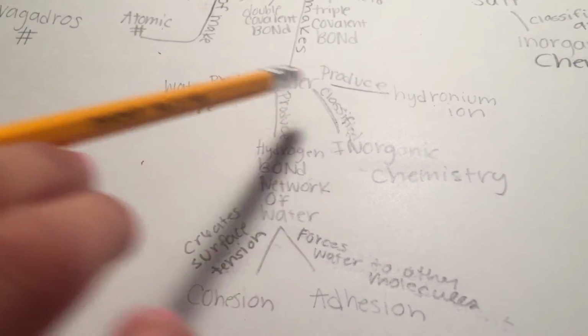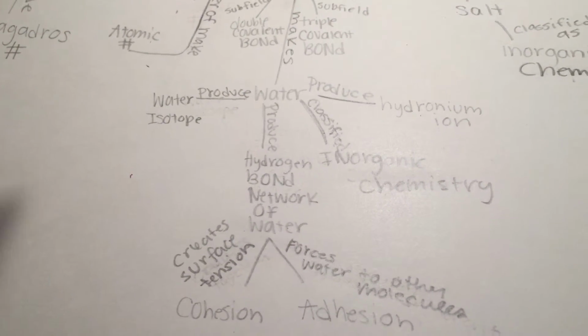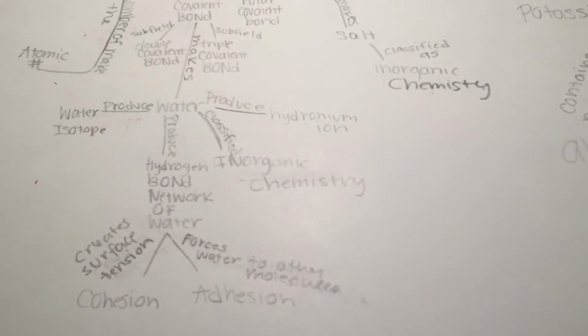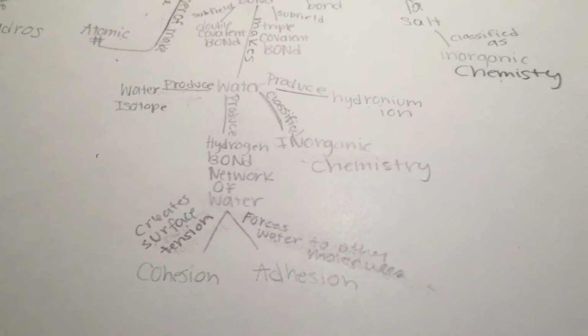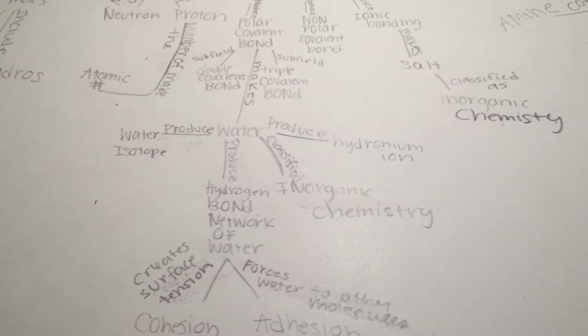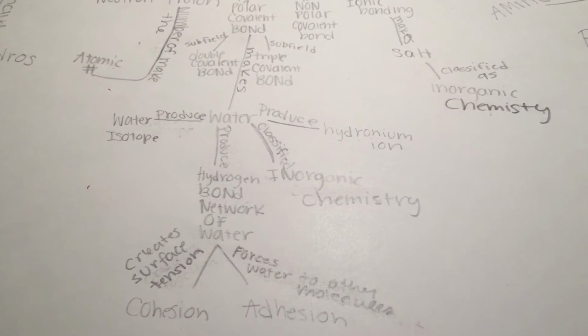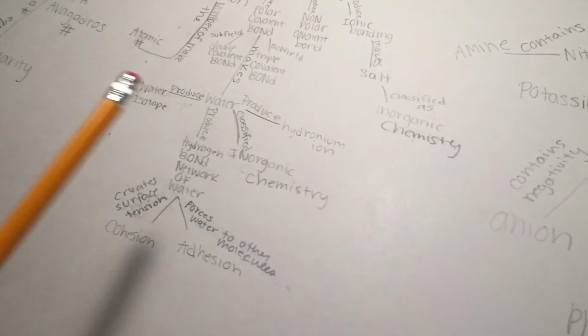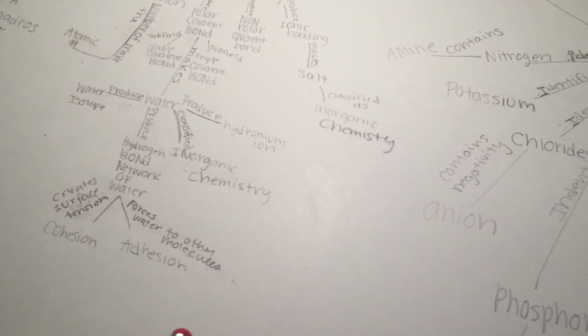Water, then I divided into 4 different parts. One produces water isotopes, another produces the hydrogen bond network of water, which is divided into cohesion and adhesion. What cohesion does is it creates surface tension, and adhesion forces the water molecule to bond with another molecule. Then I did inorganic chemistry, and then it produces hydronium ion. So that's kind of how I divided my stuff.